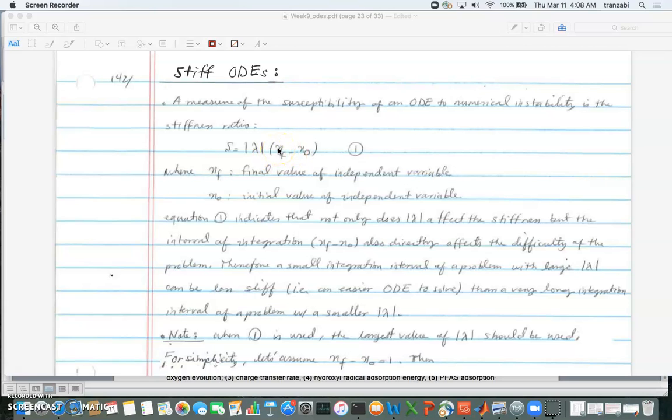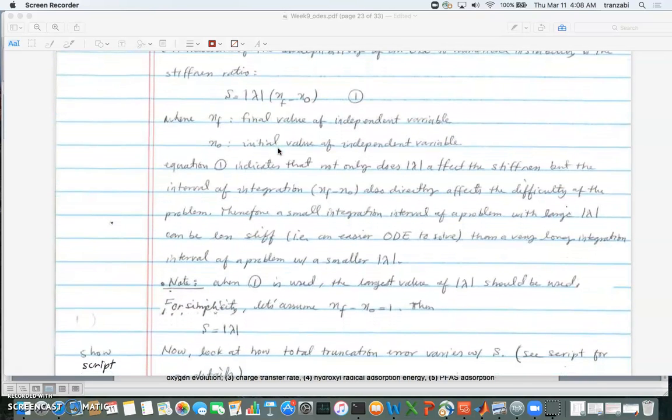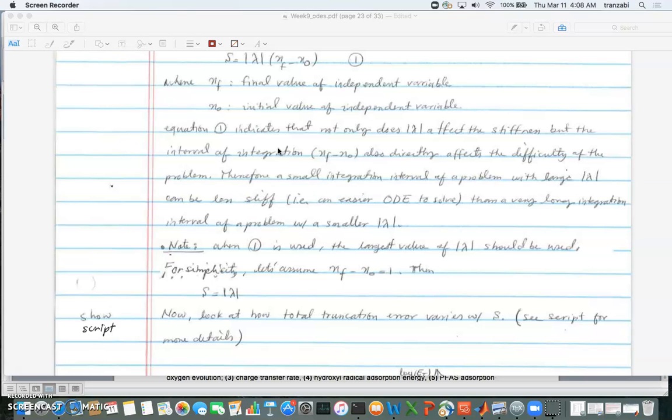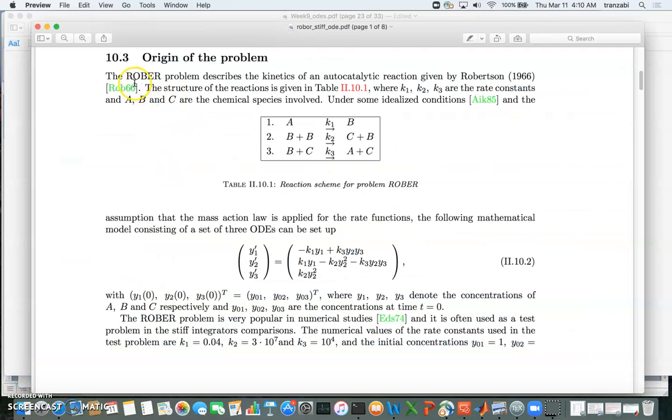Okay, so I think to really understand what stiffness is, it's good to look at a very well-known problem in the realm of chemical reactions. We're going to be looking at the Robertson problem, which is a set of coupled chemical reactions. The Robertson problem is described by the set of these three reactions.